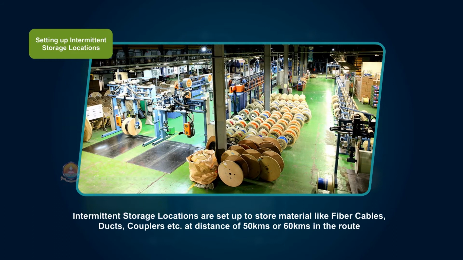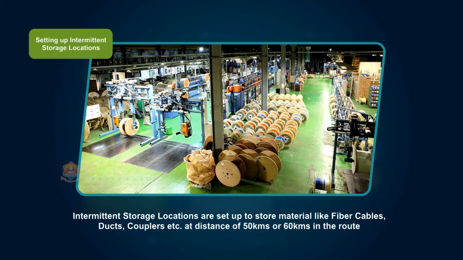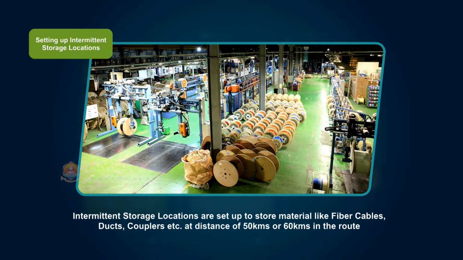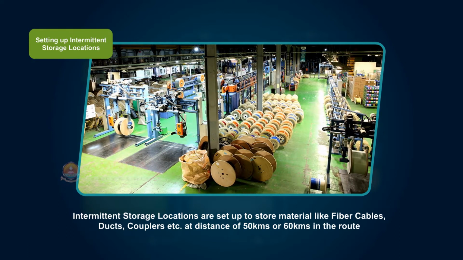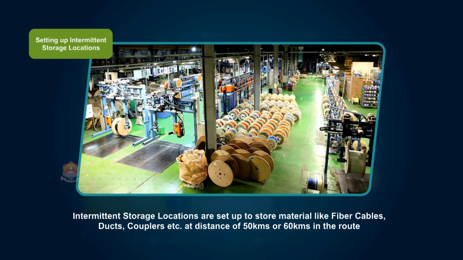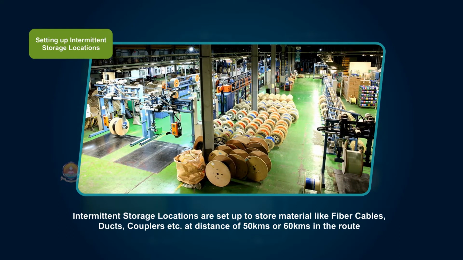Setting up intermittent storage locations. Intermittent storage locations are set up to store material like fiber cables, ducts, couplers, etc. at a distance of 50 kilometers or 60 kilometers in the route.